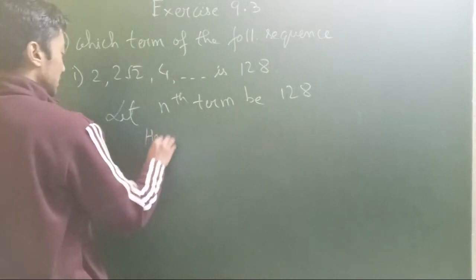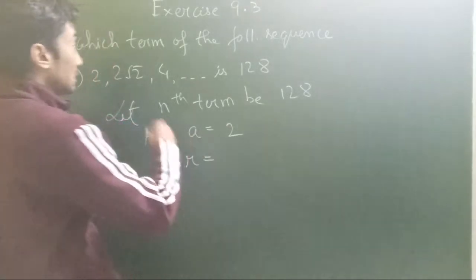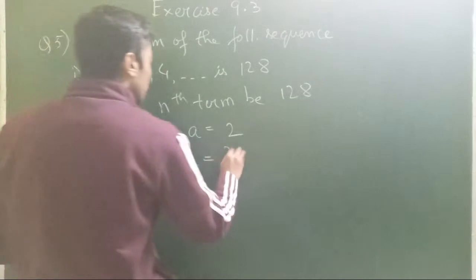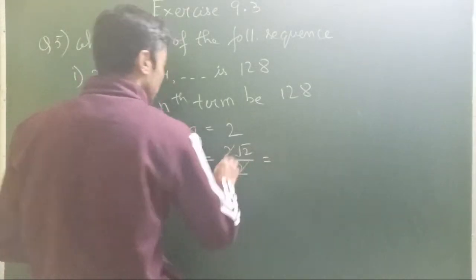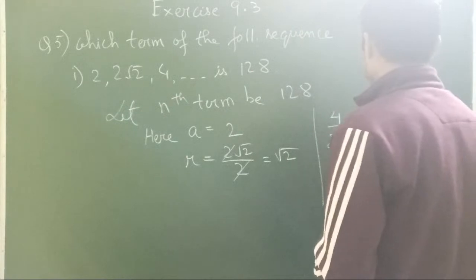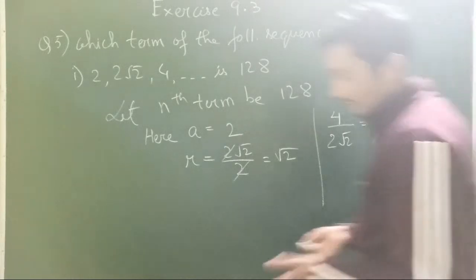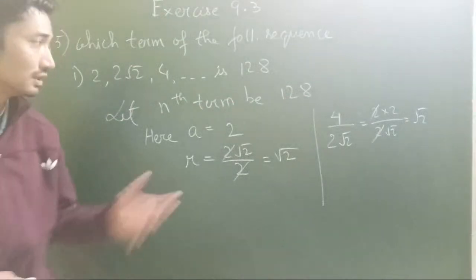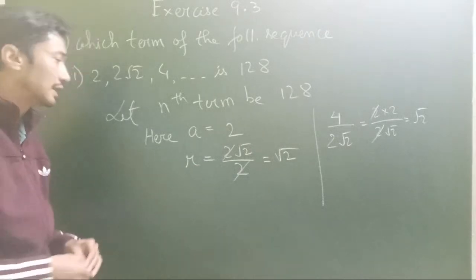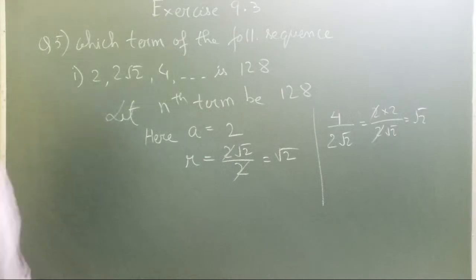Now in this given progression, the first term is 2. The common ratio: it is already a geometric progression, we hope. Let's see, 2√2 divided by 2 will be √2. We can check that also with the other terms: 4 by 2√2 is 2 into 2 by 2√2, the 2 cancels, and of course this is also √2. So basically we will assume definitely it's a geometric progression. That's why they are telling us to find out which term of the following sequence. So since we have the first term a equal to 2 and the common ratio equal to √2, we will proceed.